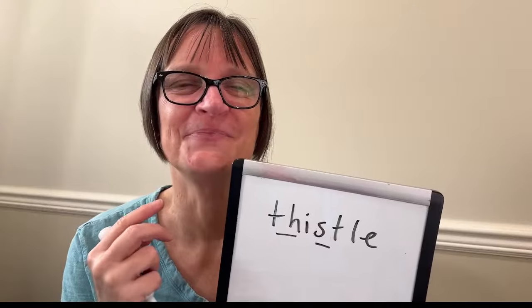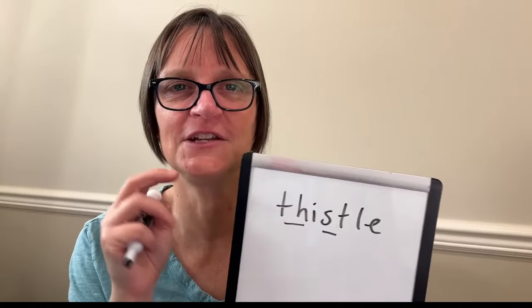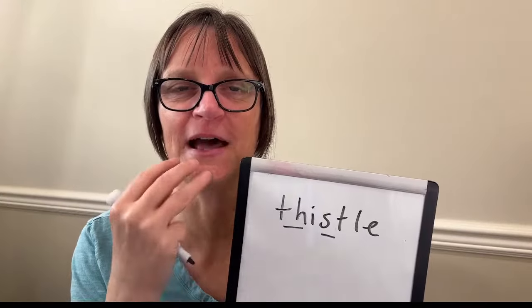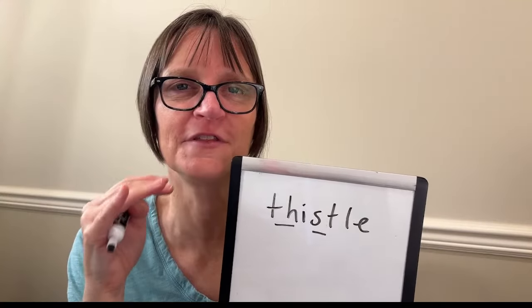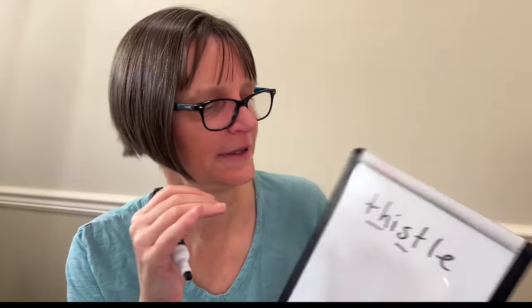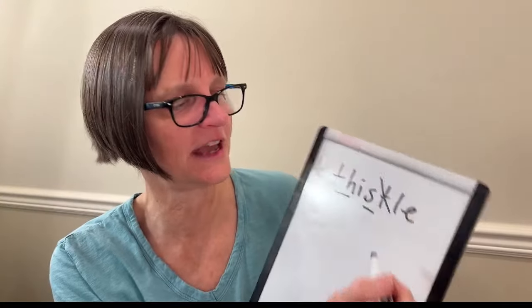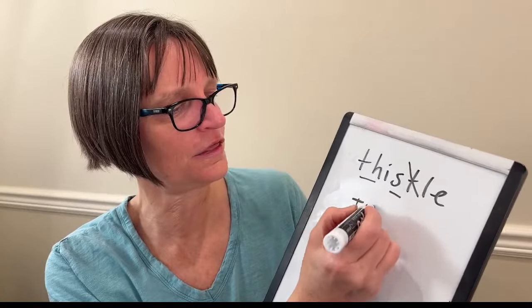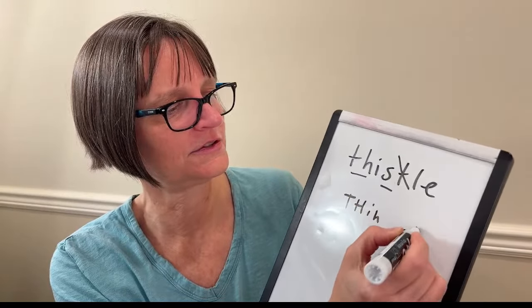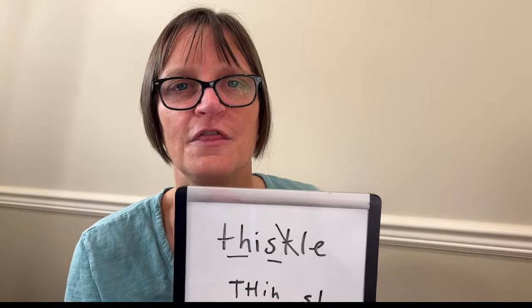But so thistle, the first TH sound, the tongue needs to be out between the teeth, and then we pull back for the S sound behind the teeth. Thistle, thistle. And then the sul, thistle, the T is basically silent. So it sounds like thistle, and there's basically just going right from the S to that syllabic L, thistle.